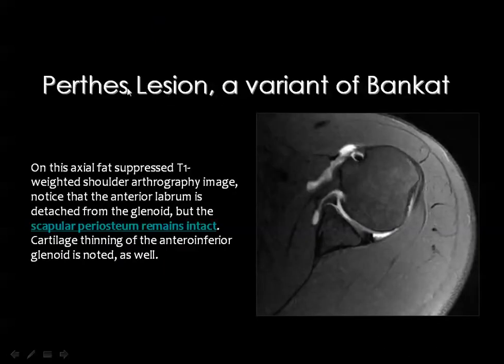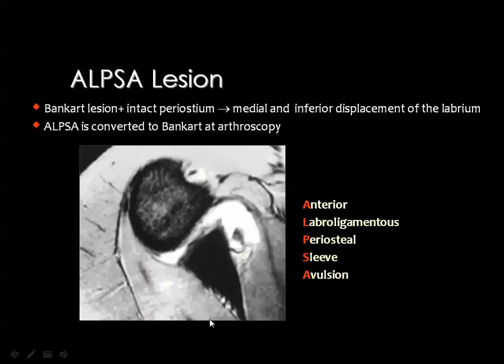And this is an example of Perthes lesion, and here you can see that the anterior labrum is separated and the base contains a fluid signal, but the periosteum is intact and the labrum is not significantly displaced. Then you are dealing with Perthes lesion.